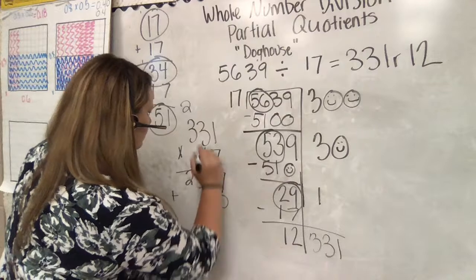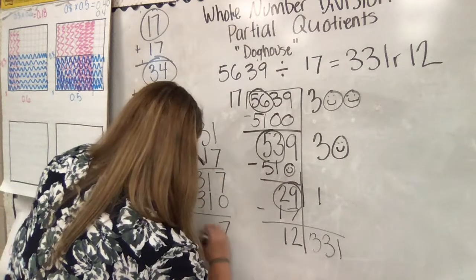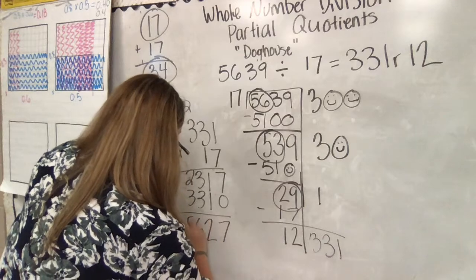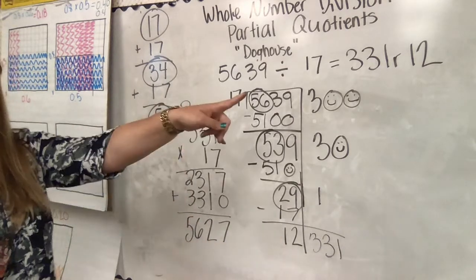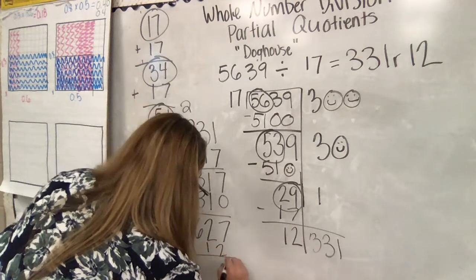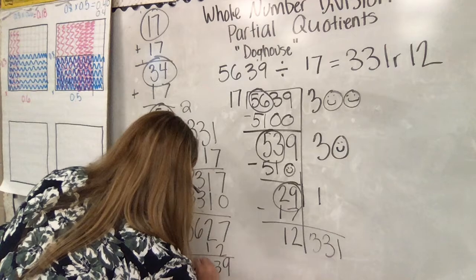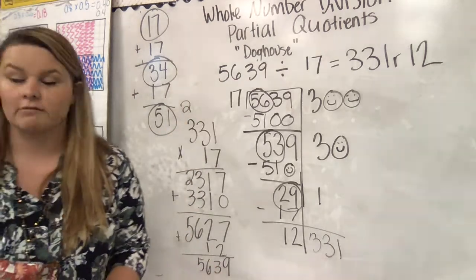Then we're moving over. 1 times 1 is 1. 1 times 3 is 3. 1 times 3 is 3. So we're going to add that up. And we get 5,627. Now we have to go back and add our 12 that was in our remainder. And we're going to get 5,639. So we did solve this correctly.